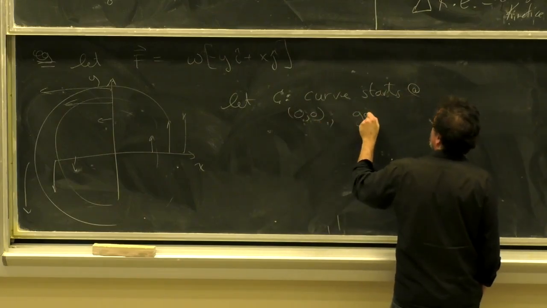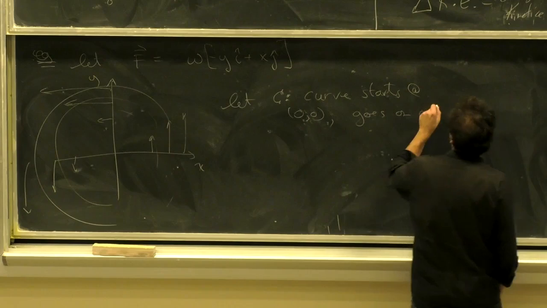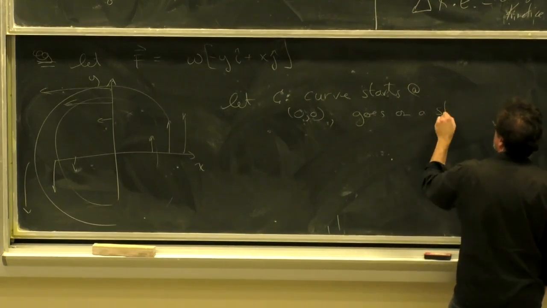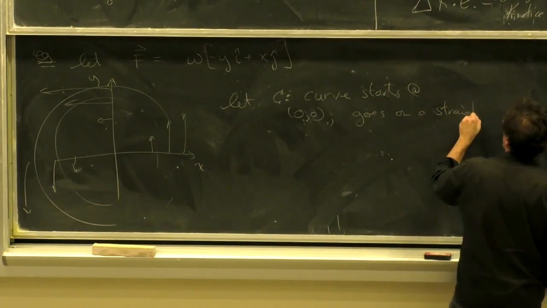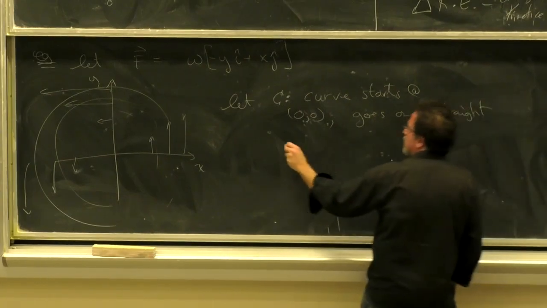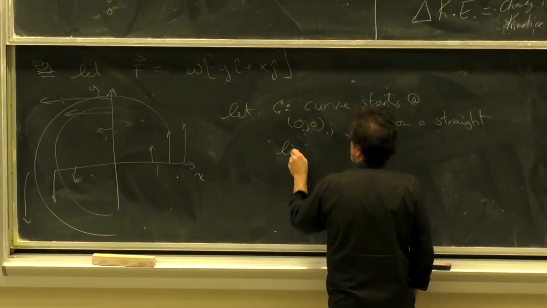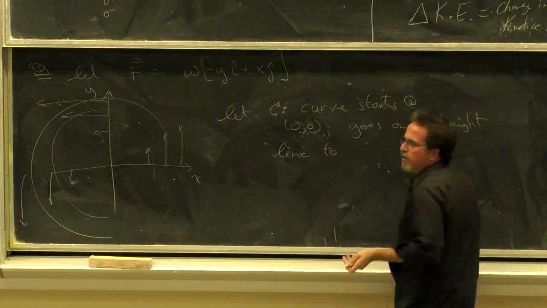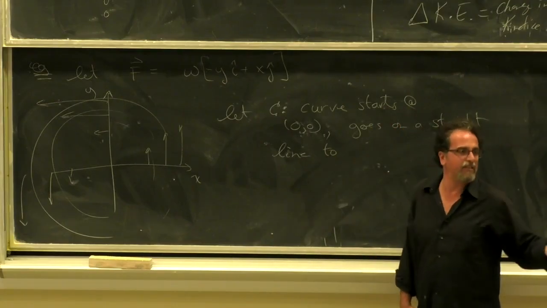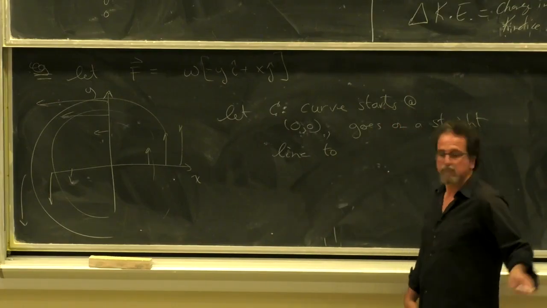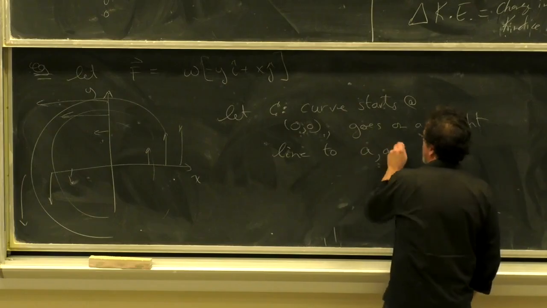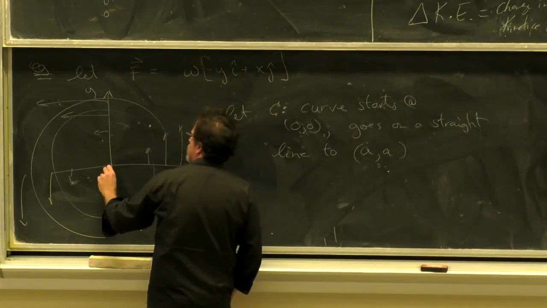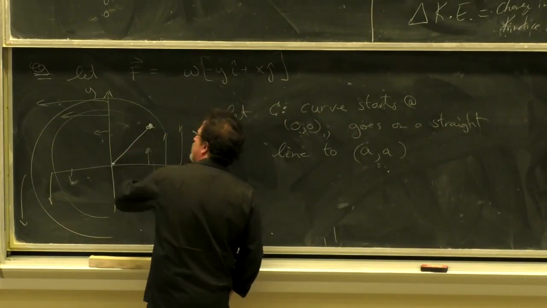goes on a straight line, S-T-R-A-I-G-H-T line, to, I don't know, let me go A, comma A. Okay, we're to A, comma A. So A, comma A is going to be like a point up here, right? It's going to go on a straight line from here to here, okay?